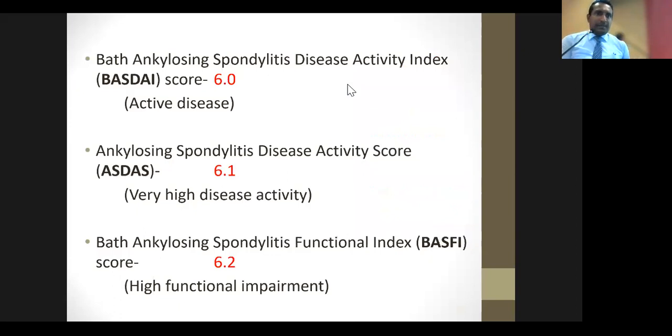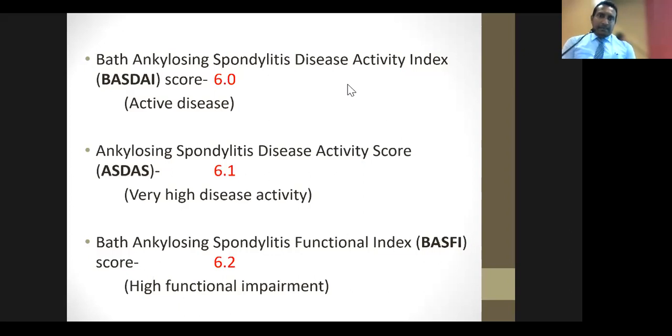His disease activity scores like BASDAI was found to be around 6, which meant active disease, as was the Ankylosing Spondylitis Disease Activity Score, which was high as well, meaning very high disease activity, and his functional index BASFI score was also high, which meant high functional impairment.